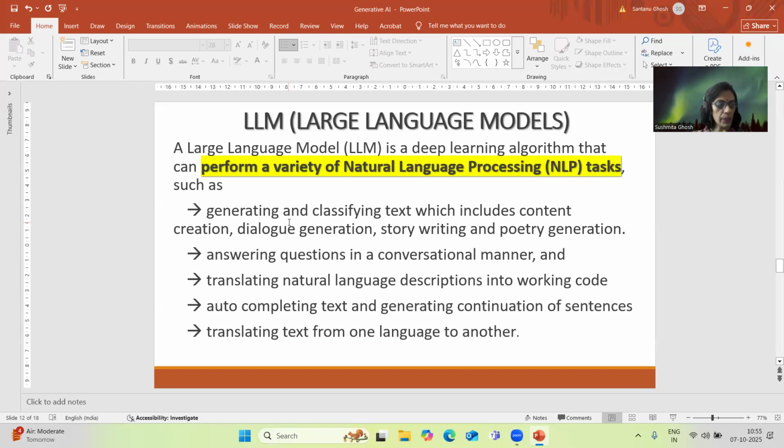Second is answering questions in a conversational manner. Conversation, where the conversation is happening.